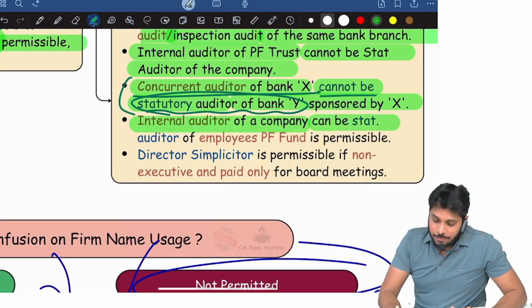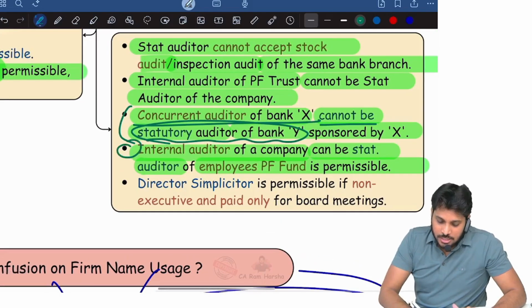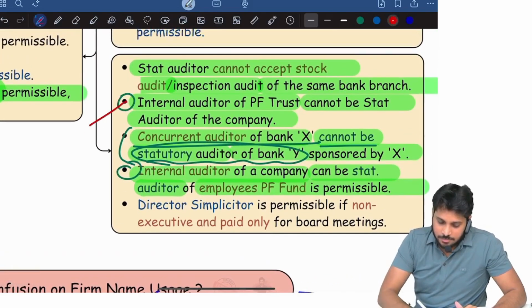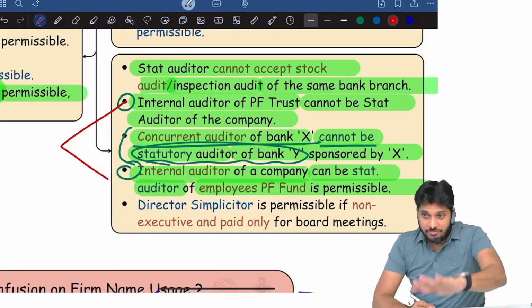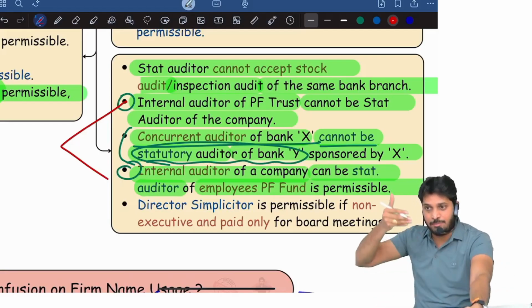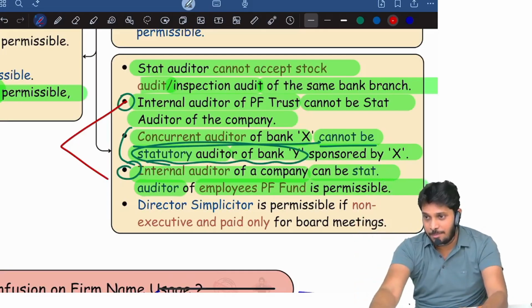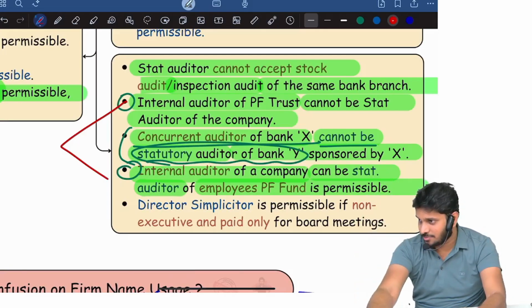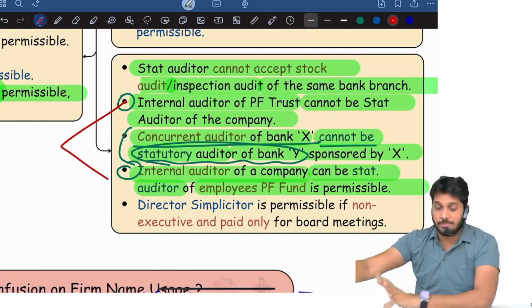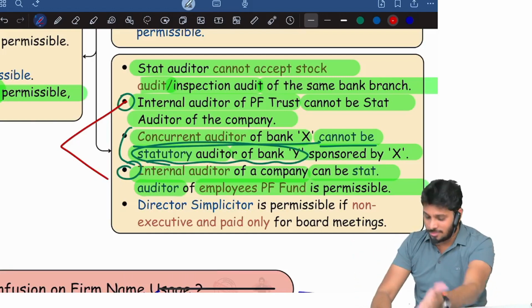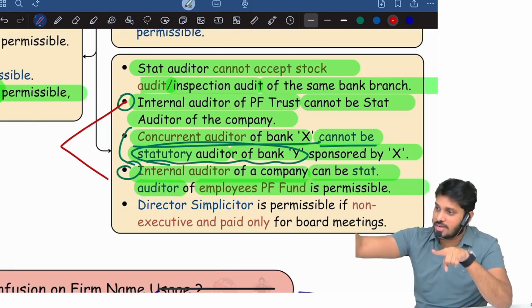Internal auditor of a company can be stat auditor for employee provident fund. Okay, this and this you see contradictory. PF trust internal auditor should not be company stat auditor, but company internal auditor can be a stat auditor for PF trust, provident fund trust. This is given based on some judgment and some facts, we don't know, but in the exam this point only they will ask.